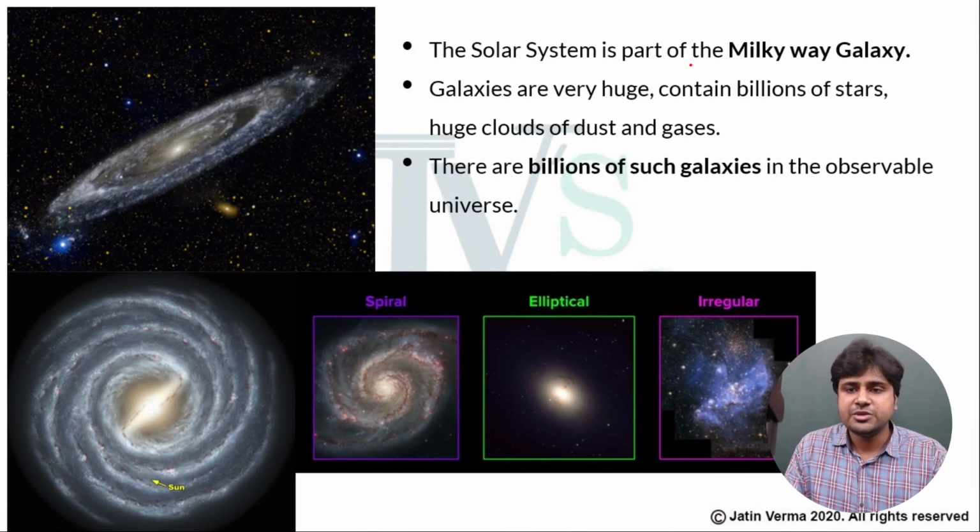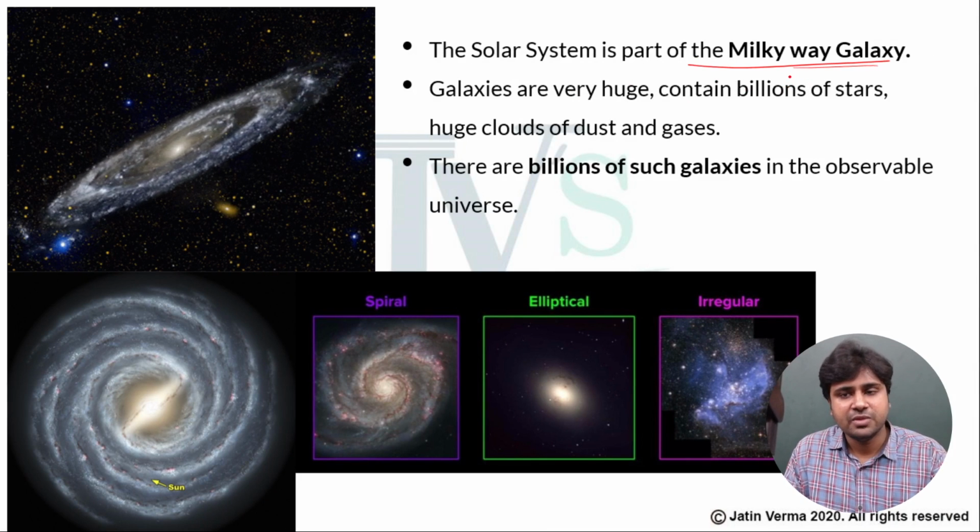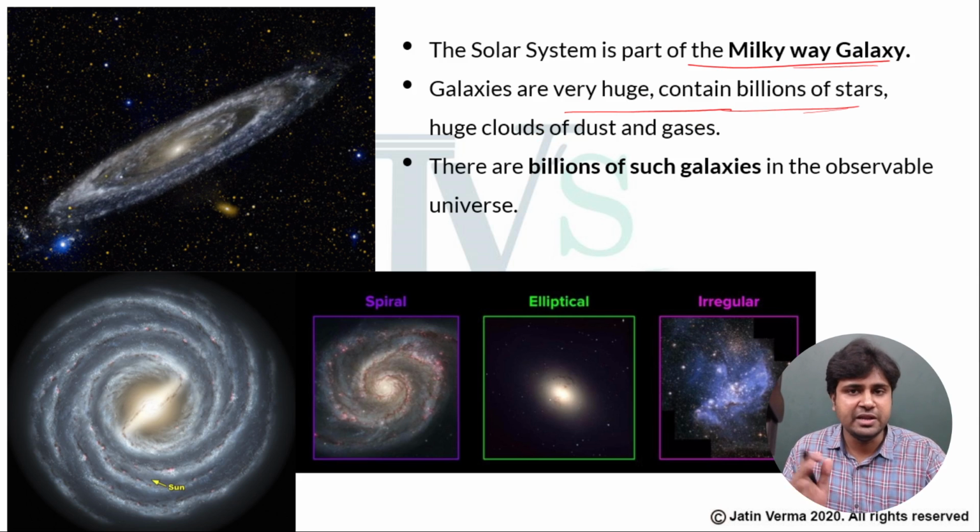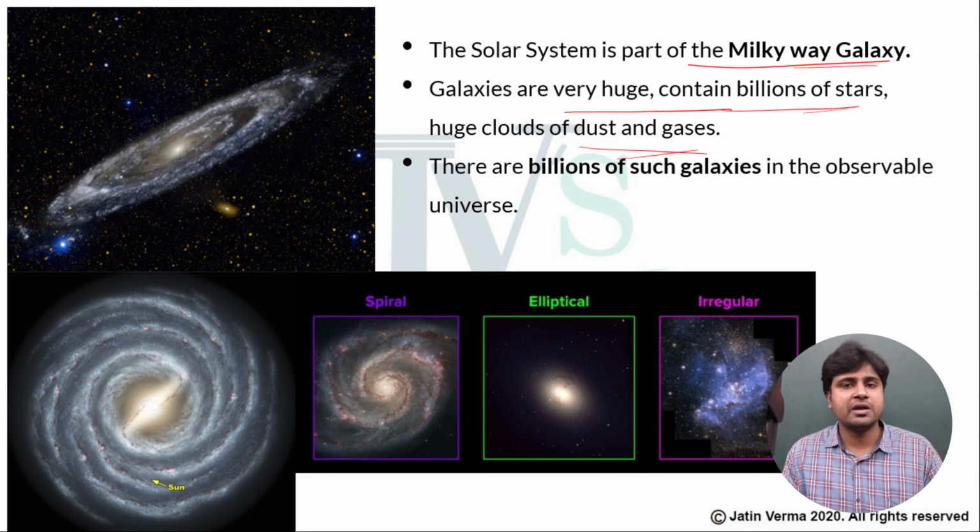the solar system is part of the Milky Way Galaxy. We all know this, right? Milky Way Galaxy is our home galaxy. Now, what are galaxies? Galaxies are very huge and they contain billions of stars, billions, and huge clouds of dust and gases. So, it is actually from these clouds of dust and gases that the stars form.